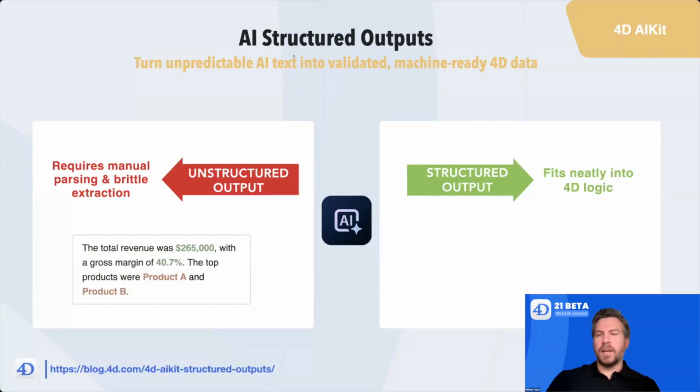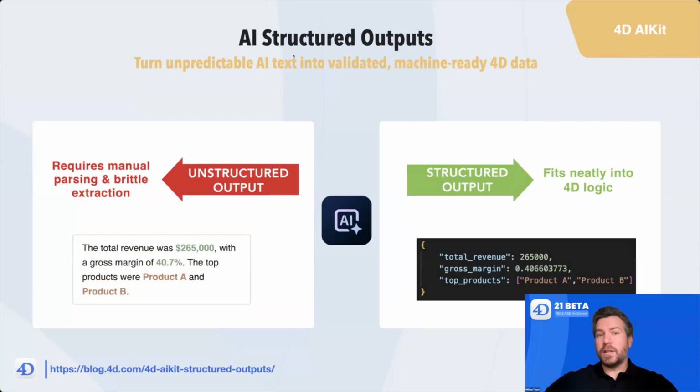Now, 4D AI Kit in 4D v21 removes that burden. You define the structure from the start. The model follows it. A schema with clear fields, a response with a clear shape. That's the right side, a clean object ready for your workflow. Once you work with structured output, the improvement becomes obvious. Every AI response becomes something your application can use and trust.